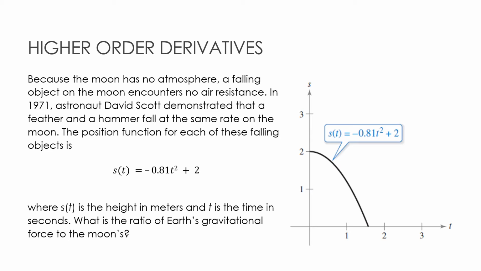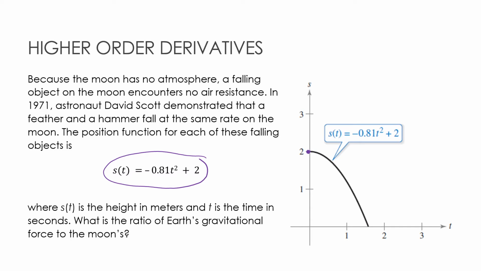So here's a great example for us to look at together. In 1971, David Scott demonstrated the fact that the moon has no atmosphere by dropping a hammer and a feather and showing that they fell at the same rate on the moon. So even though on Earth, obviously the hammer would fall much more quickly than the feather, on the moon, because it has no atmosphere, that is not the case. They've given us the position function for those objects and also graphed it here, and we're looking at a height of 2 from which we are dropping these objects.